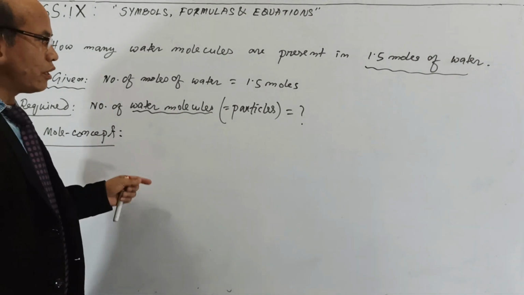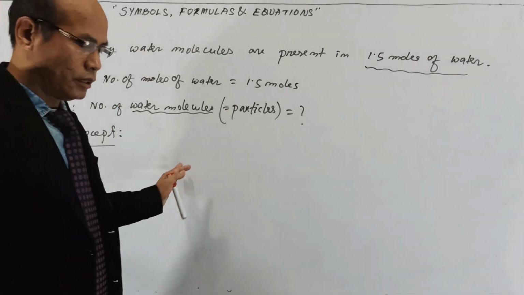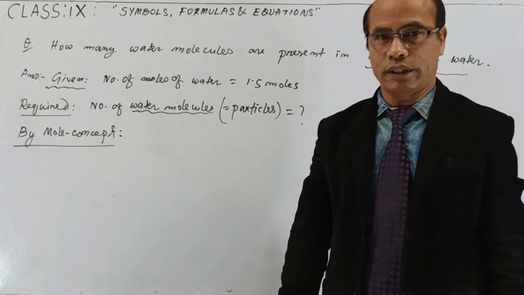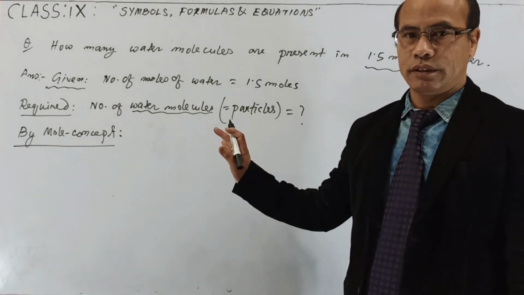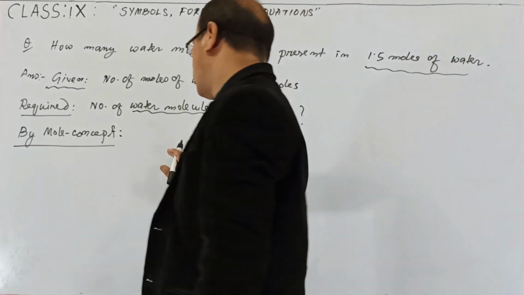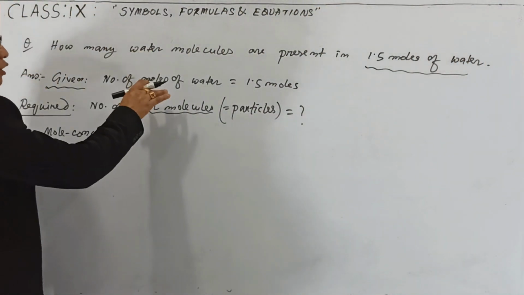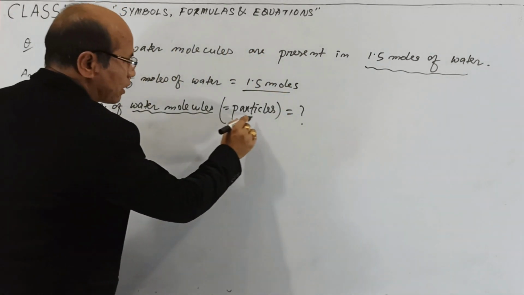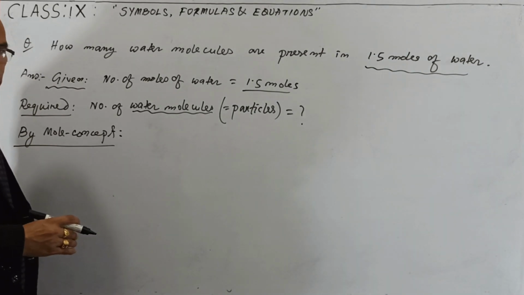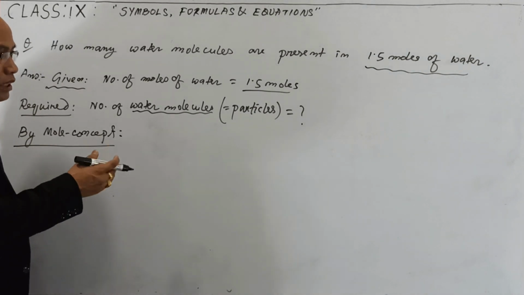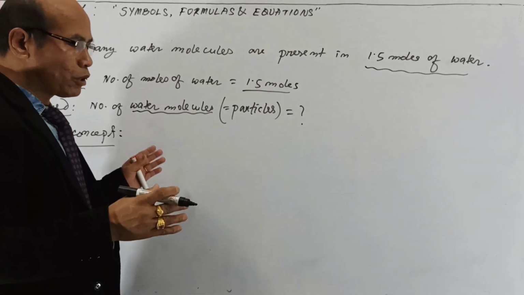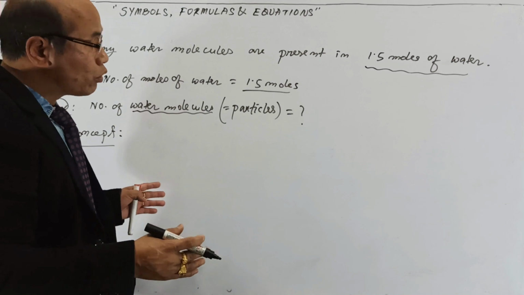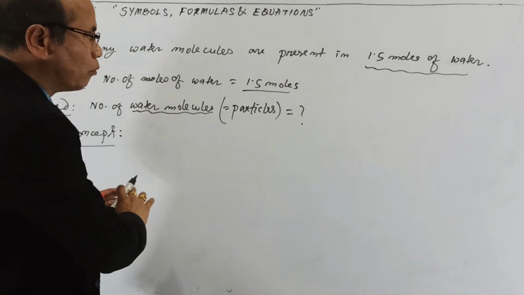According to our mole concept, 1 mole of any substance is equal to 6.022 into 10 power 23 number of particles, if you want to convert into particles. But in this question, look, number of moles is given, number of particles is not given, and we are asked to find out the number of particles. But actually, mole concept is a relation between number of moles, number of particles, number of grams, and volume in terms of liters. 4 parts are there.